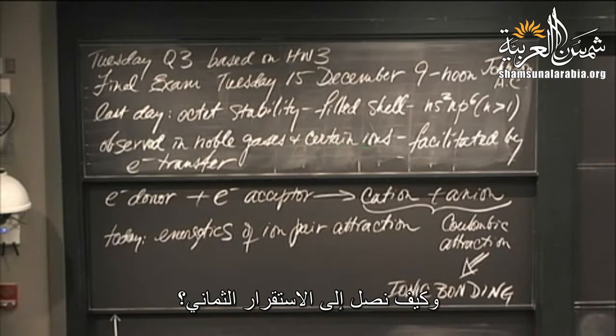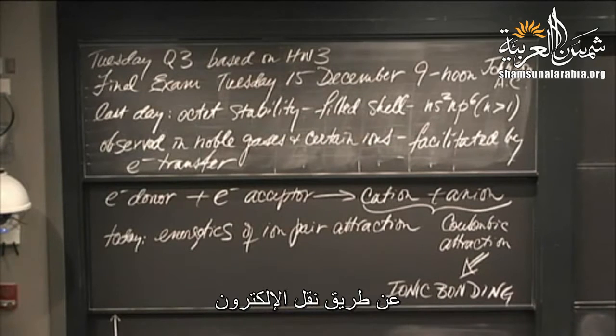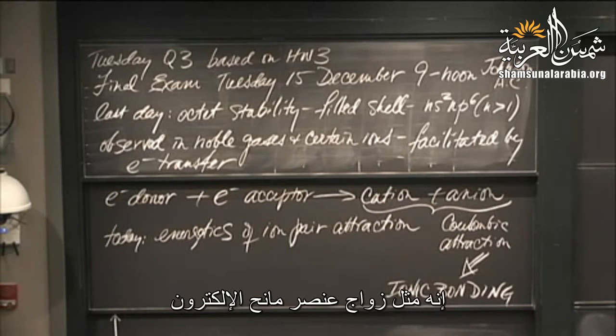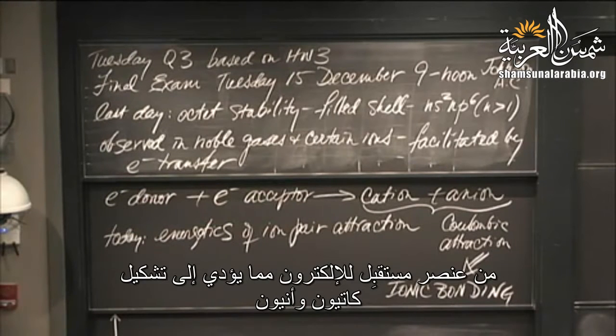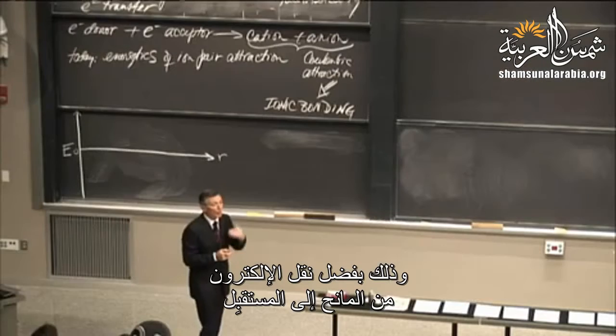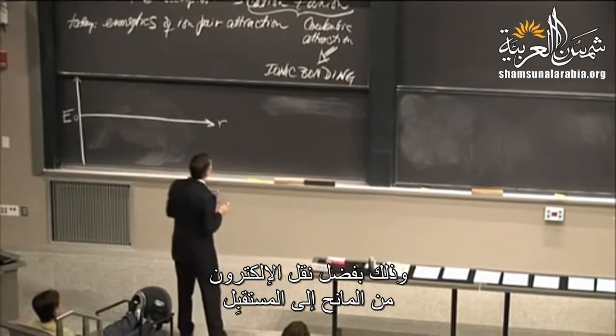And how do we get to octet stability? Electron transfer. And here's the prototypical reaction. I like this. This is very iconic. It puts it in broad terms. The marriage of an electron donor with an electron acceptor leads to the formation of a cation and an anion, thanks to electron transfer from the donor to the acceptor.